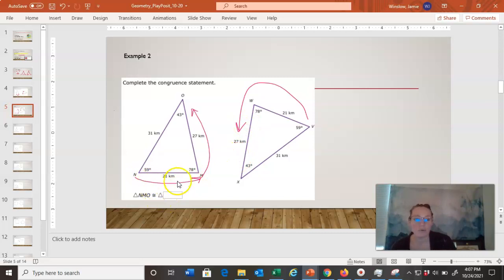So you want to go in the same order on both triangles. So we're going to go V, W, X. And you're done. You can check with the angles if you'd like, since they are there. N is 59, V better be 59, and it is. And so on. M is 78, so W should be 78. Yep.